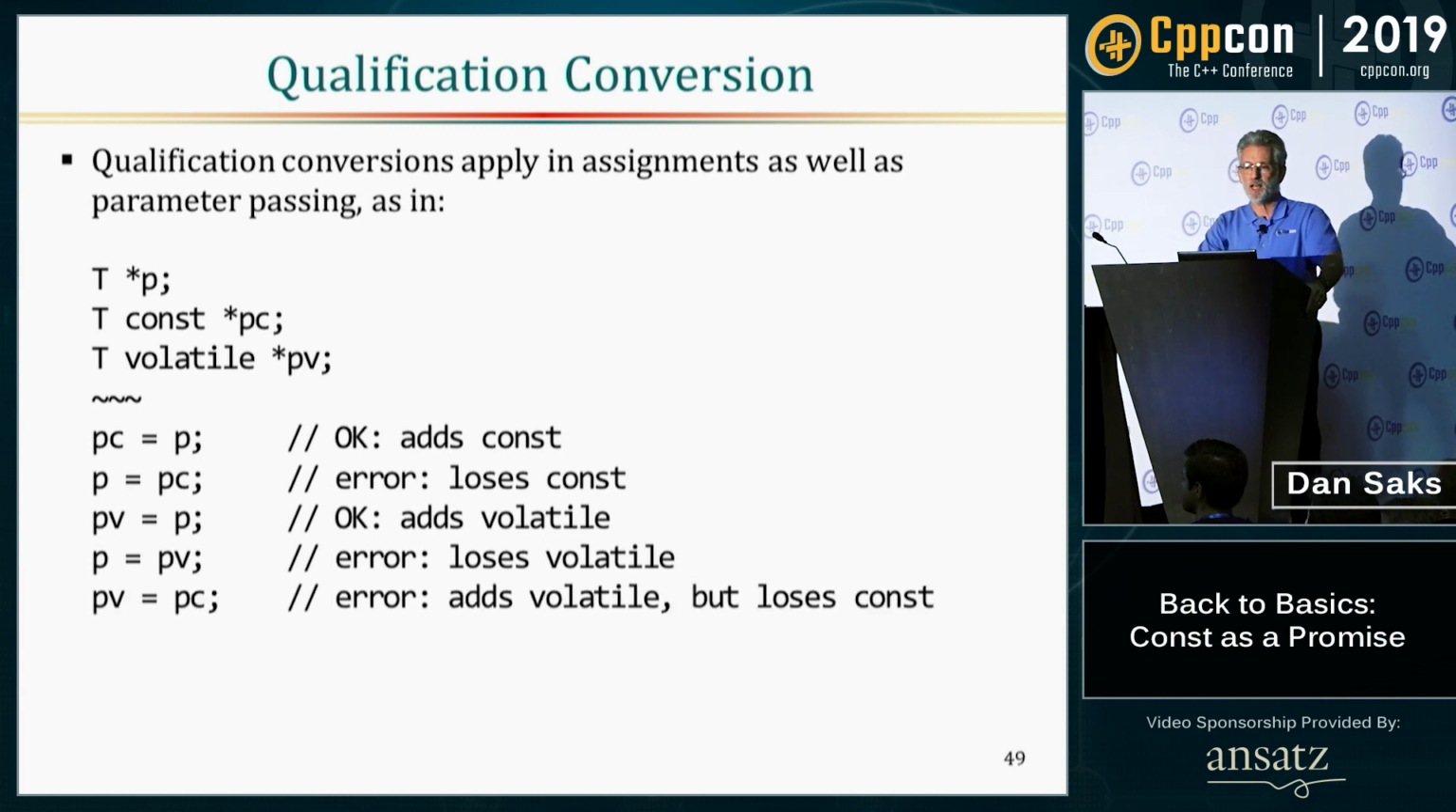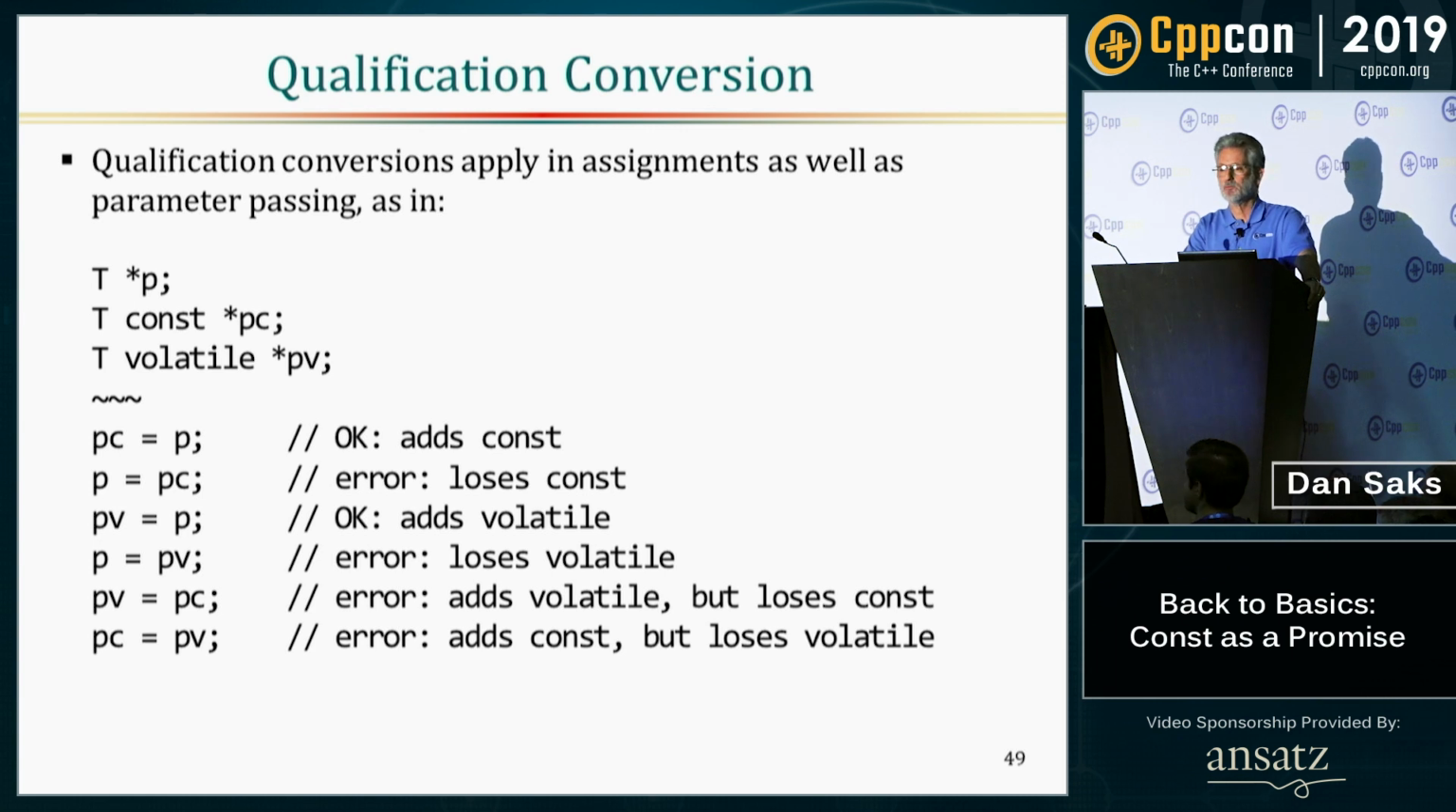And now here what we have is converting pointer to const into pointer to volatile. Well, that adds a volatile, but it loses a const. No good. Same thing, pointer to volatile into pointer to const. You're picking up a const, but you're losing a volatile.